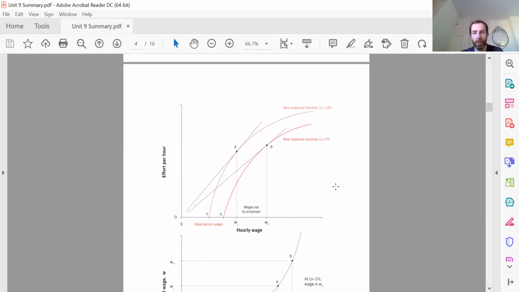So this top diagram, one that we should be familiar with from a previous unit. I think it's unit 6, but I might have that wrong. And what we have in this top diagram is effort per hour. So the effort per hour workers are willing to put in versus their hourly wage. And we can think about an individual worker and this idea of a best response function or a best response curve. And so what this is designed to show us is at different wage levels, how much effort per hour would a worker put in?